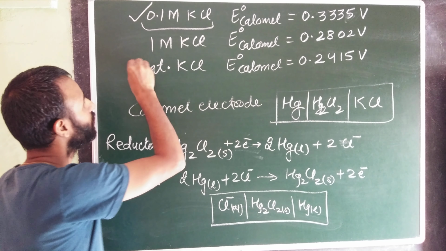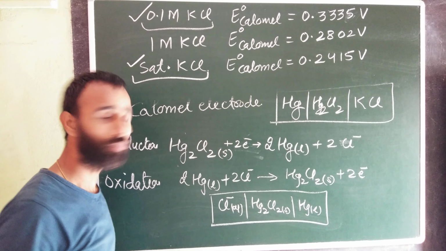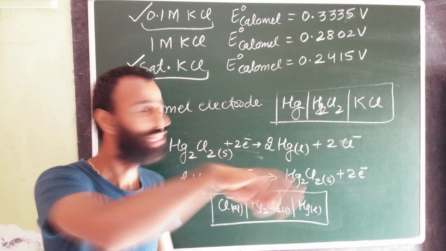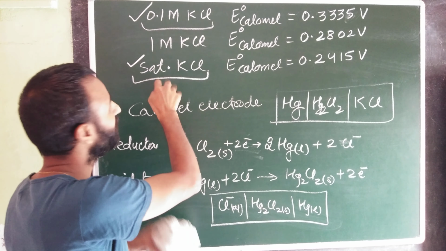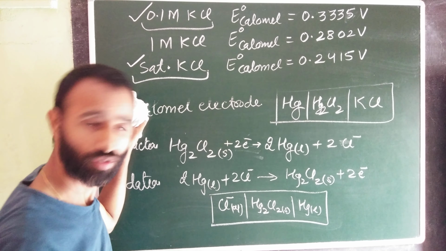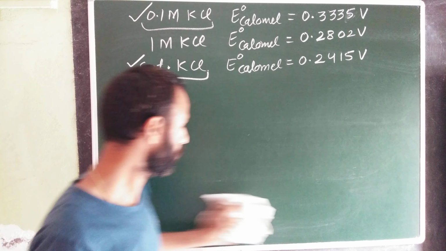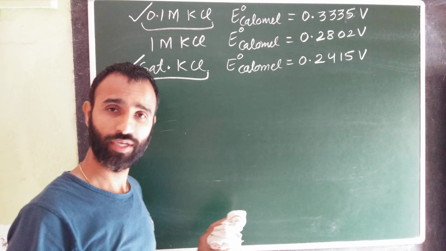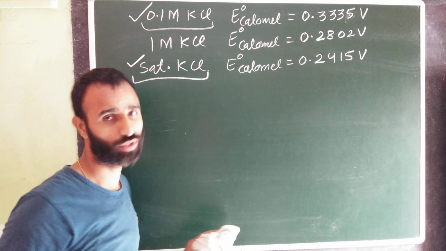But the most conveniently used is saturated KCl. Why? Because it is easier to replace the solution. Just saturate KCl and add. That's why we most conveniently use this one. Okay, so this is the saturated calomel electrode, and three setups are there: 1 molar, decimolar or saturated.